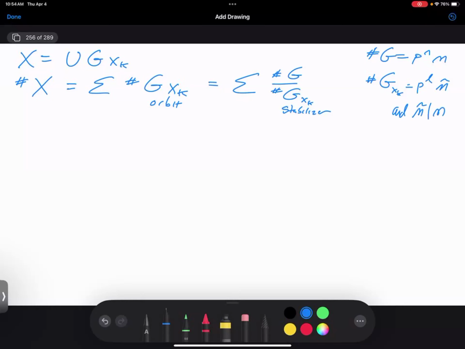So we know the left-hand side is not a multiple of P. But when I look at the right-hand side, every time I have a stabilizer, if the power is less than n, what do we know about it? If l is less than n, what do we know about that ratio?